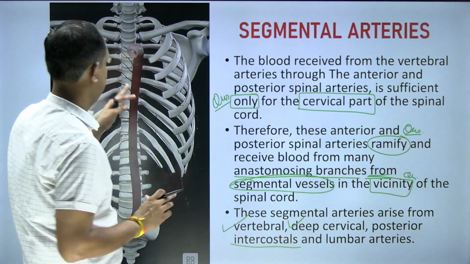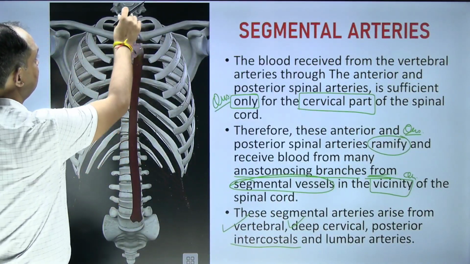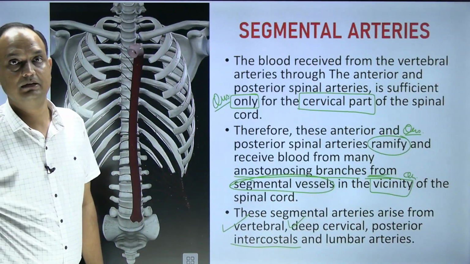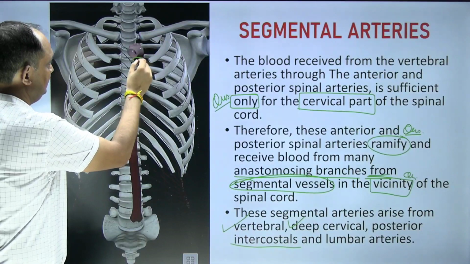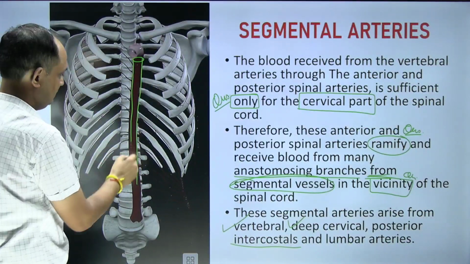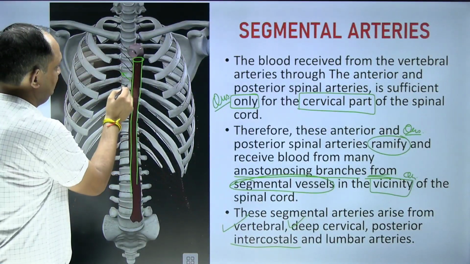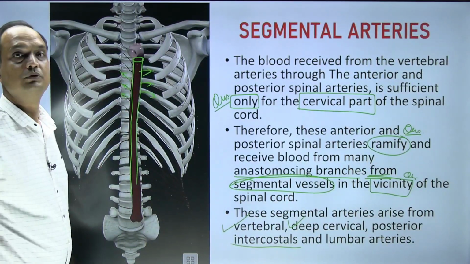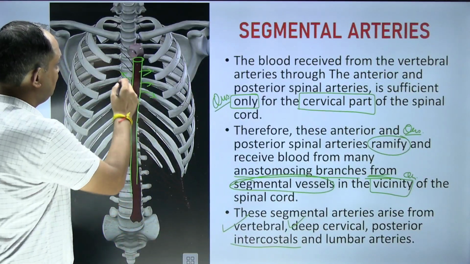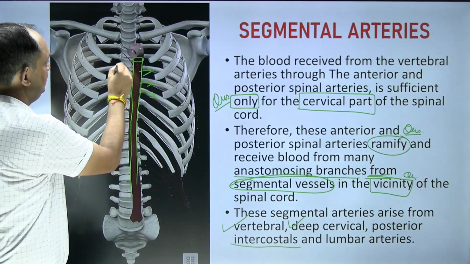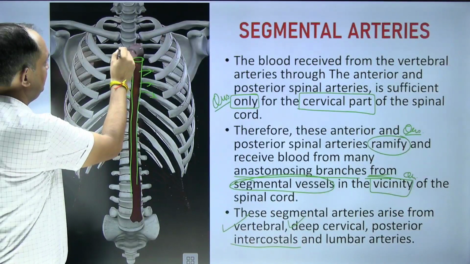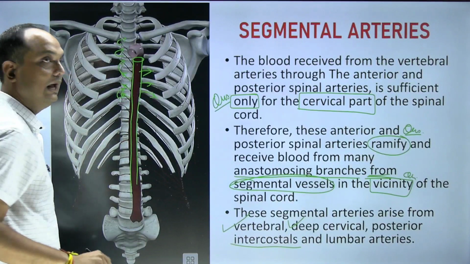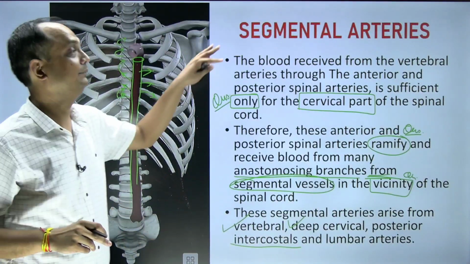Now in this image you can understand that this is your vertebral column. Inside the vertebral column, you have the spinal cord. Here you have the aorta, which is giving branches. These are the intercostal arteries which arise at these levels in the posterior wall of the chest. These intercostal arteries give the spinal arteries, and these spinal arteries enter your vertebral canal and are now termed segmental arteries.